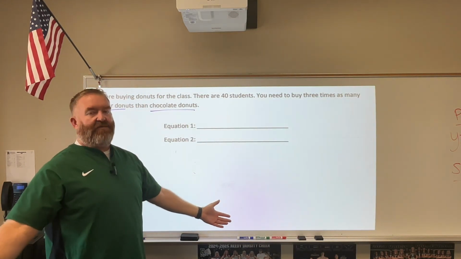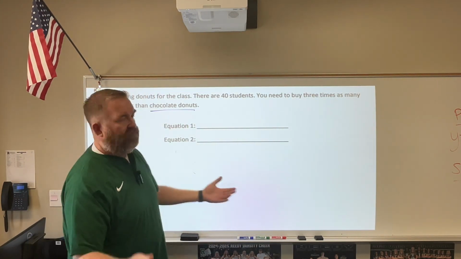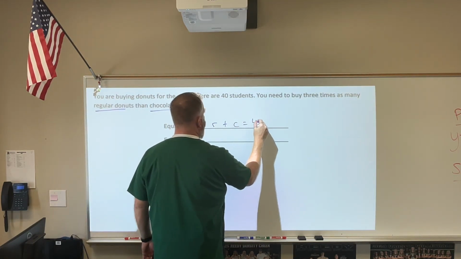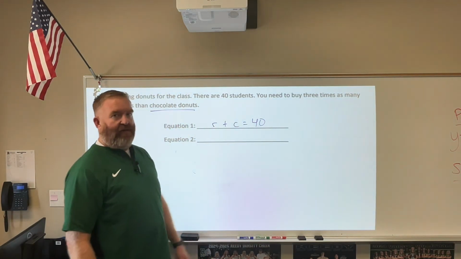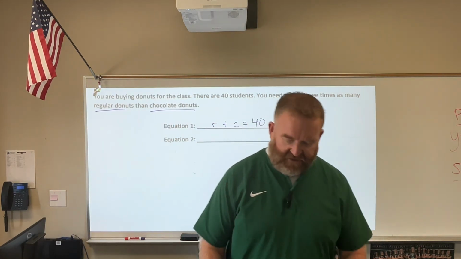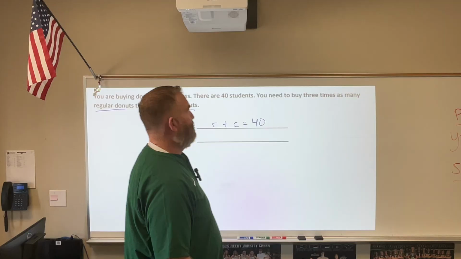So how many donuts do I have if I combine the two types of donuts? I have 40 donuts. Regular plus chocolate equals 40. Hopefully that's not incredibly hard. Regular donuts plus chocolate donuts equals 40.